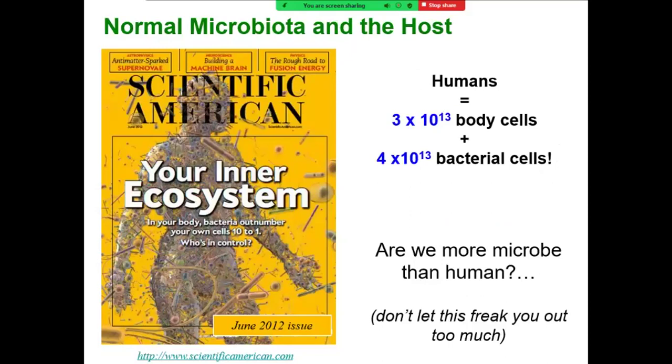The normal microbiota has recently been found to have 4 times 10 to the 13th bacterial cells on the human. The human body itself has only 3 times 10 to the 13th human body cells, meaning there are more bacterial cells on us than we have our own cells. And that begs the question, are we more microbe than we are human? Don't let that freak you out too much. It's just part of our normal microbiota. Any questions about any of that?